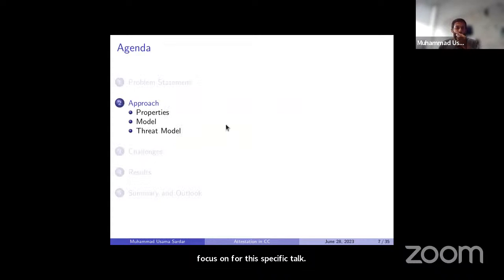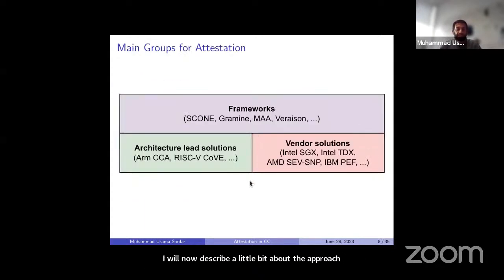Right, so we now have a problem statement. We have attestation mechanisms in confidential computing, and we want to have some formalization. How do we go about these complex attestation mechanisms? I will now describe a little bit about the approach that we have taken for this specific problem. The way we decided to go was to have categories or groups for attestation, to think about it and to place things accordingly in a place where they belong.